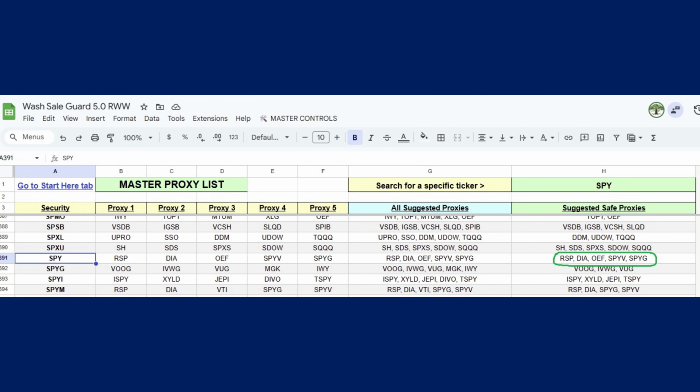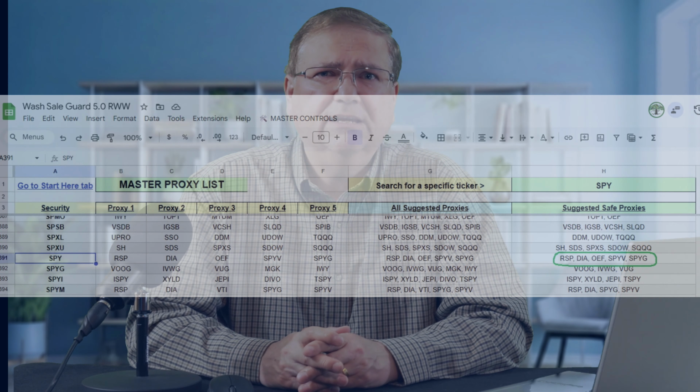She does her research and finds a list of proxy ETFs that she could replace that losing position in SPY with. She could also consult the Wash Sale Guard app, which I talked about in the previous video, which is an app that I designed. And by the way, there's a link for that app below in the description box, which will actually suggest some of these proxy names or tickers that she can use to replace her position in SPY.